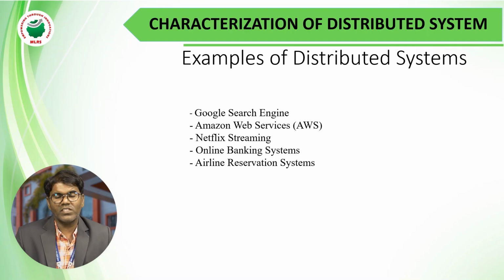That is Netflix. Next one is the online banking system. If we want to open an account, transfer money, or fix a deposit, we can do it by online transaction. Next one is the airline reservation system. If we want to book a flight, we can book in the airline system without a double transaction. We can do a single transaction with the airline. These are the examples for distributed system.